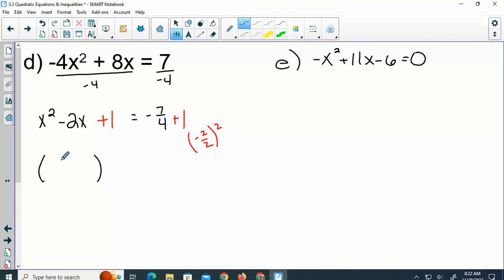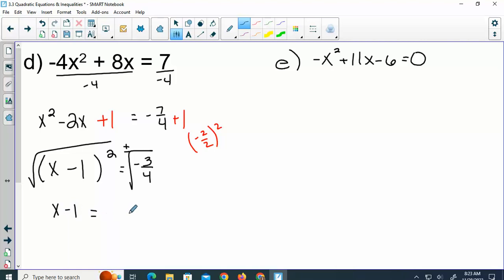So this factors into what? Negative 7 over 4 plus 1, so negative 7 over 4 plus 4 over 4, negative 3 over 4. Get rid of a square, use square root, plus and minus. Square root of negative 3, and square root of 4. So x is 1 plus or minus i radical 3 over 2.